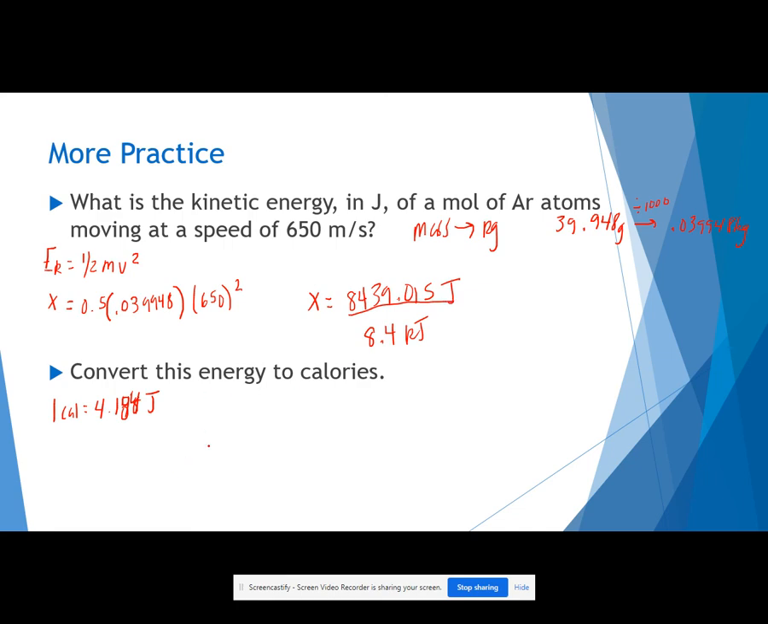Here, I know this is my joules, 8,439.015 joules. In order to cancel joules, I put it on the bottom. I want calories on top. So 1 calorie, it says over here, is 4.184 joules. Now that I've set up my conversion, it tells me to divide these two numbers. So if I take that number and divide it by 4.184, you get about 2,016.97 calories have actually been used, and that's how much energy is in this argon. And if we think about human calories, that's only about 2 human calories, so it's really not that big.